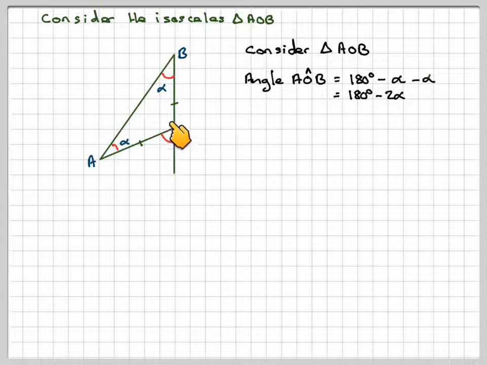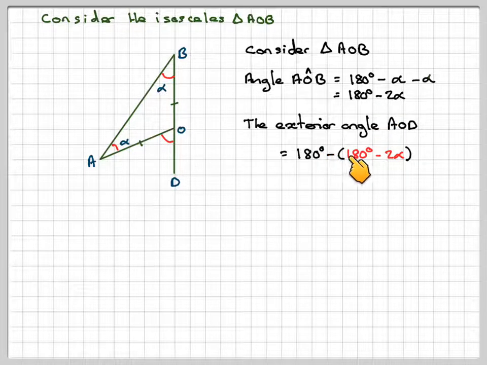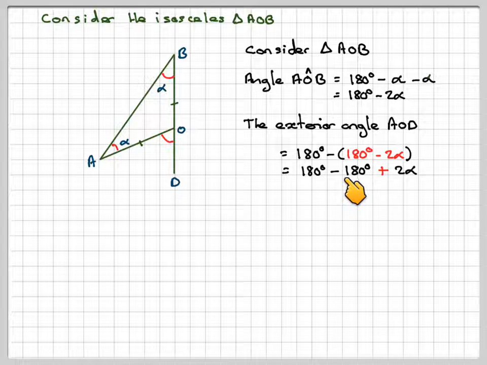Now, this angle and this angle here add up to 180. So the exterior angle, if I introduce the letter D here, AOD, the one that I wanted to find, is going to be equal to 180 minus this angle here. So it's going to be 180 minus, and because it's minus all of it, this has to go into brackets: 180 minus, in brackets, 180 minus 2 alpha. Removing the bracket using our algebra, it's 180 minus 180, and a minus times a minus will make a plus 2 alpha. We can see that the 180s will cancel out, and we get 2 alpha.